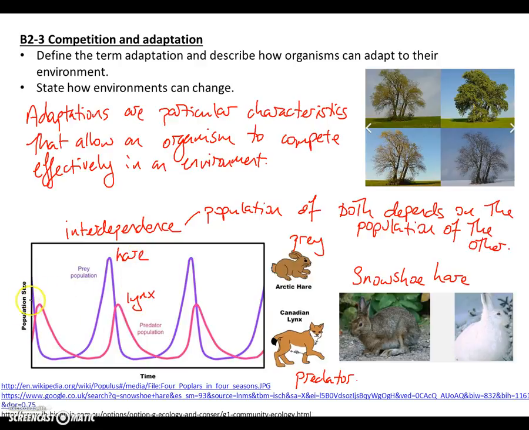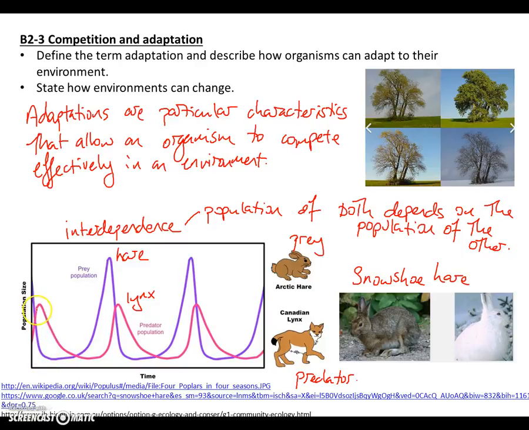So if we start here, we can see that the prey's population is dropping quite quickly, and the predator's population is increasing. So the predator is becoming very efficient at catching the hare, and so it's killing off lots of the prey. So the prey population drops to a very low level.